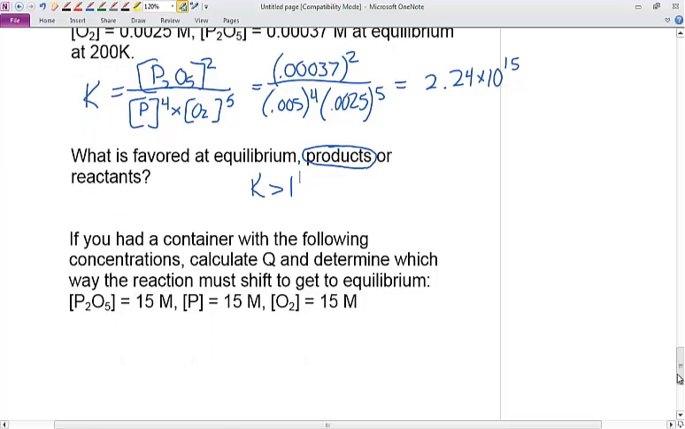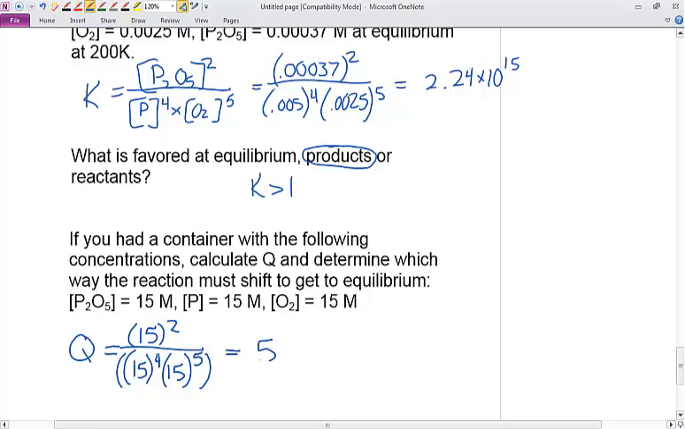And then finally, to find the value of Q, it's going to be the same process. Q is P2O5 squared, so that's 15 squared, divided by P to the fourth, so 15 to the fourth, times 15. Hey, they're all the same. Does that mean we're at equilibrium? Not necessarily. You don't necessarily have to have equal amounts at equilibrium. Remember, it's just the rates that are equal. Bringing it full circle.